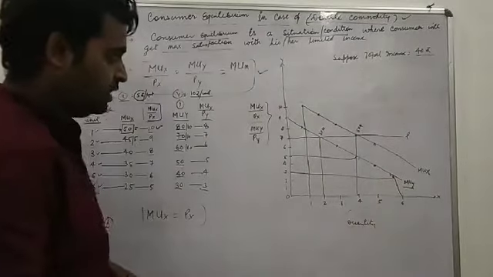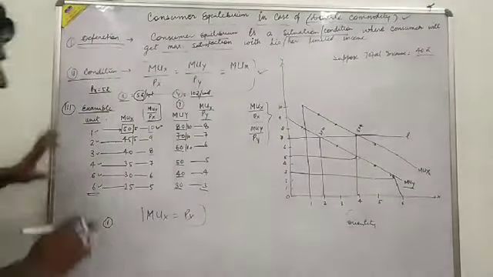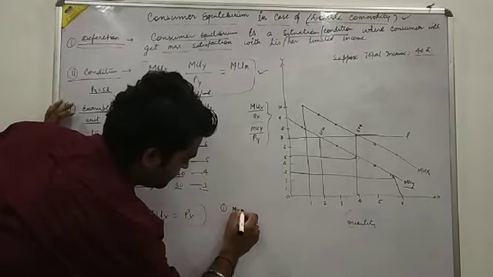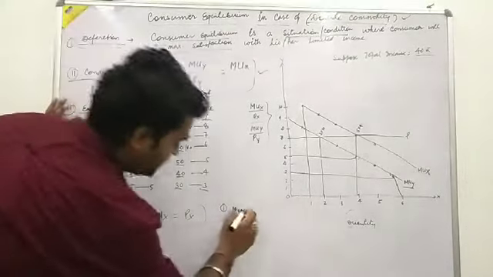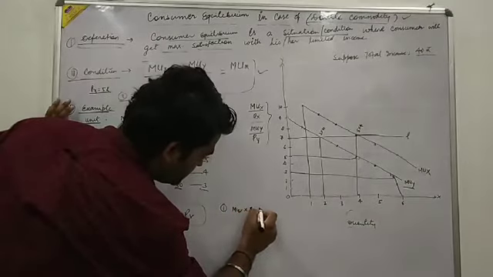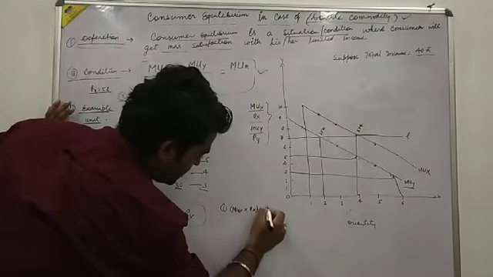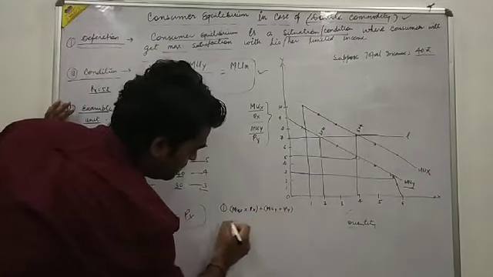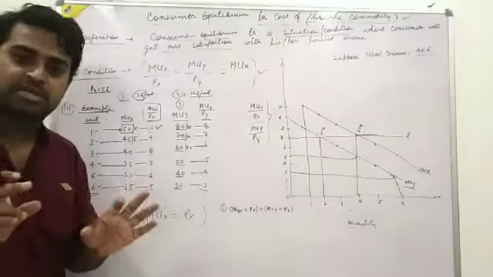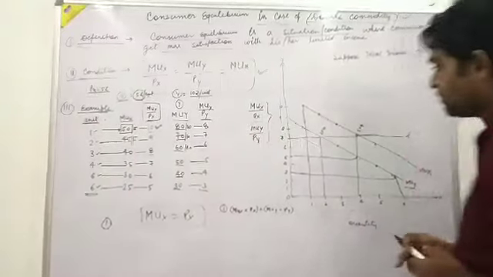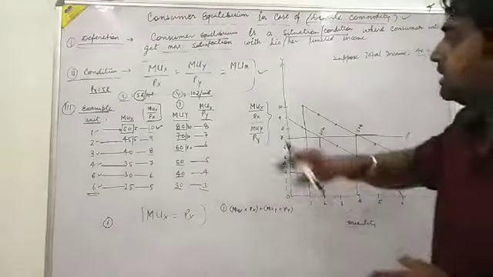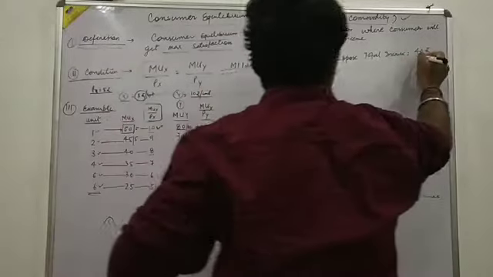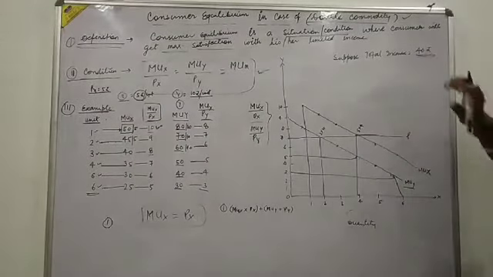Okay, my dear friend. And then we will calculate the first condition. The first condition is MUX by PX plus MUY by PY. We will match the conditions. Okay, see here, on which condition will this condition be fulfilled? MUX by PX, MUY by PY, and MUM, meaning where we are spending 40 rupees overall.